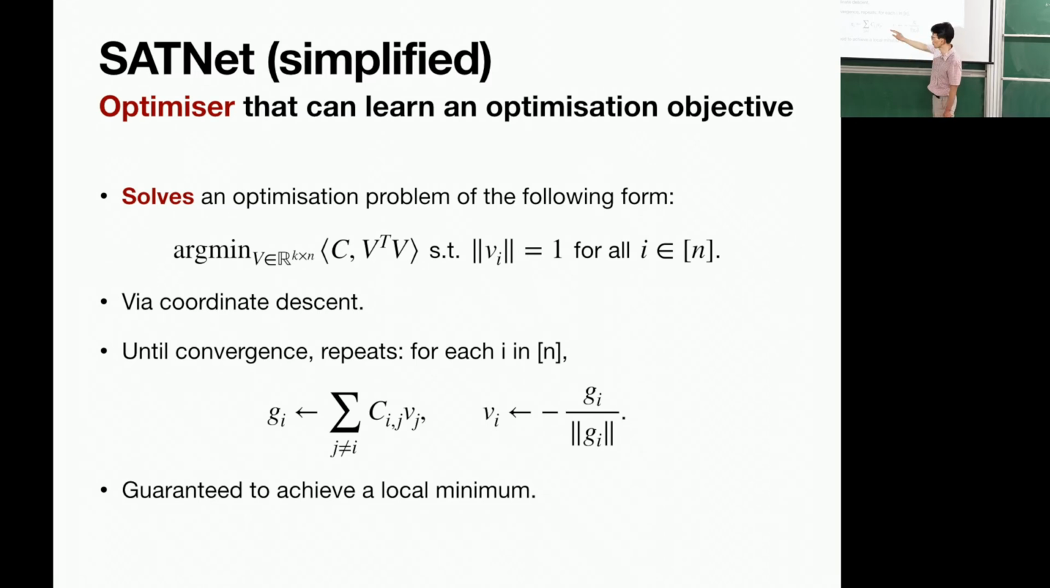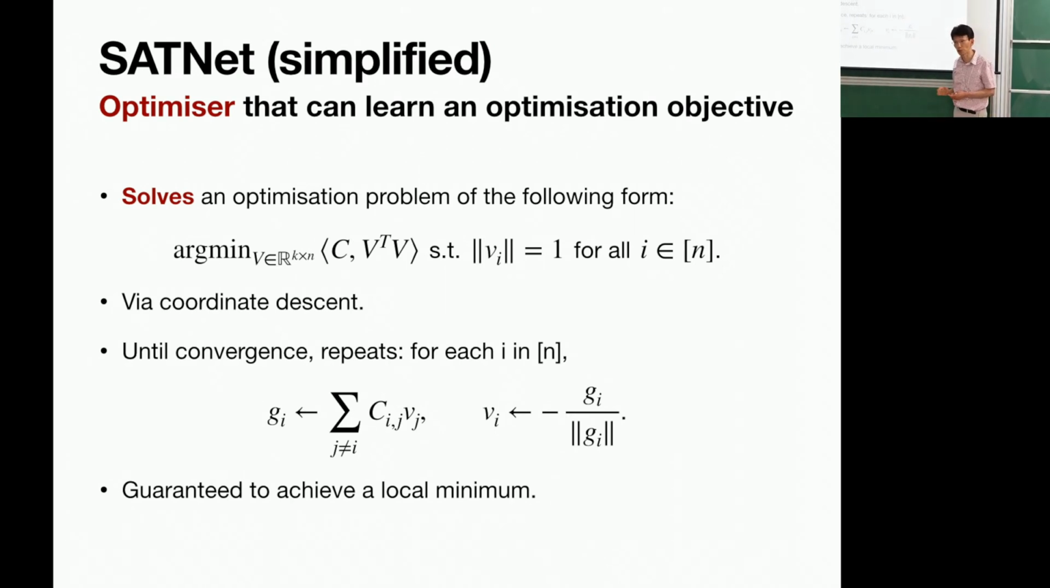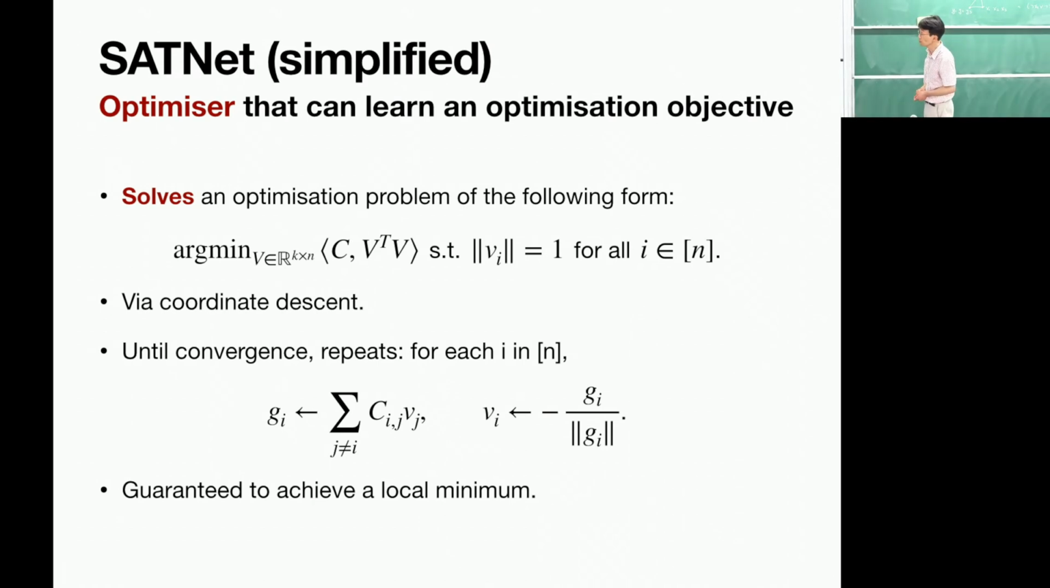It turns out if you do what's written on the screen, that is, minimize the value of this function with respect to vi, the ith variable, and keep doing so, this objective keeps decreasing, so it's guaranteed to reach a local minimum eventually. So that's the optimization algorithm.